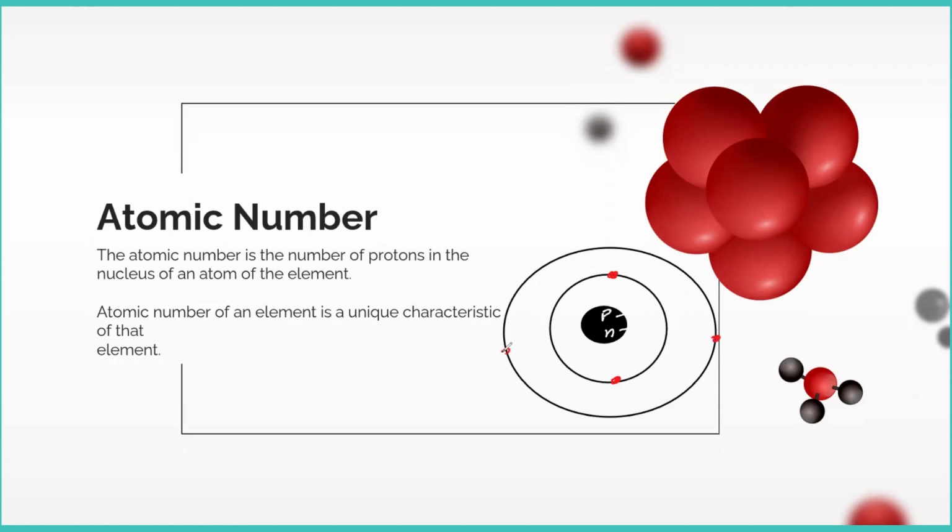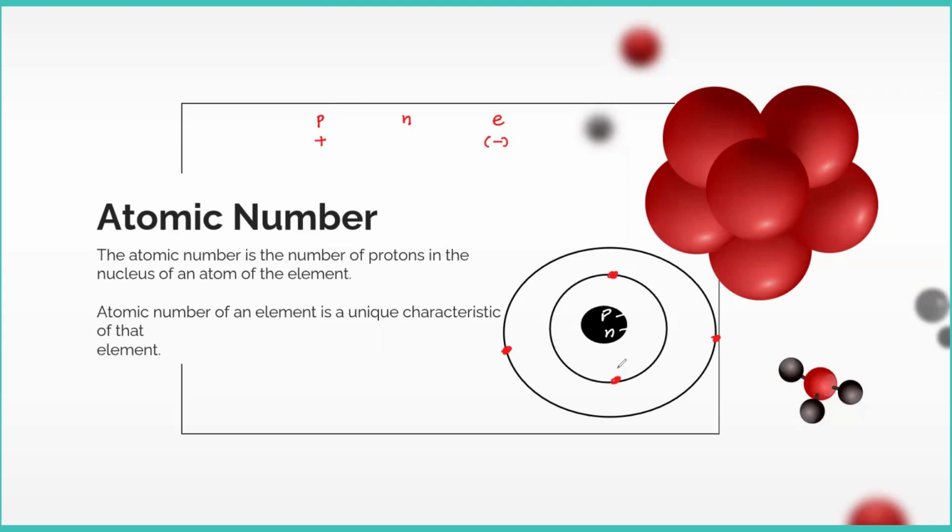Just before speaking about the atomic number, we have to know the relationship between these subparticles: proton, neutron, and electron. Protons are always positively charged subparticles, whereas neutrons are neutral, they are uncharged, and electrons are negatively charged particles. And it's obvious that for an atom, the number of protons will always be equal to the number of electrons, unless it's an ion.